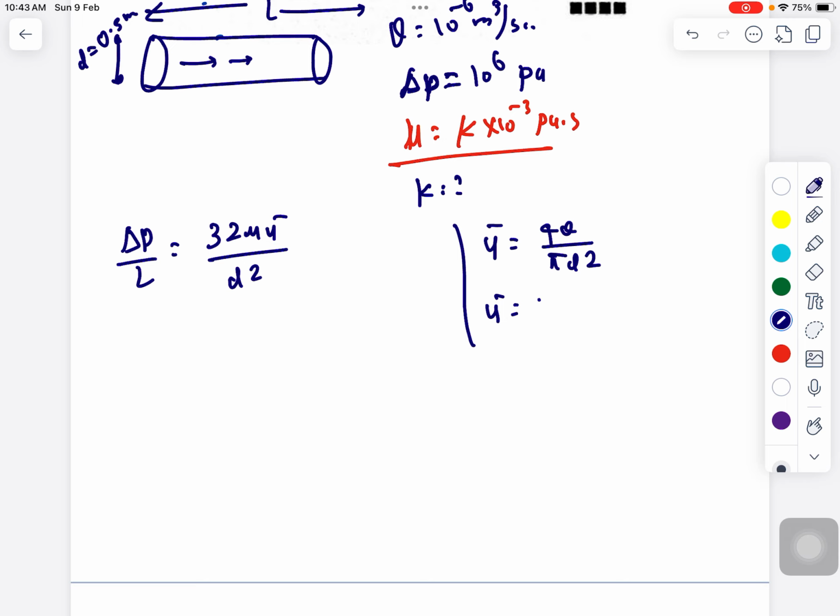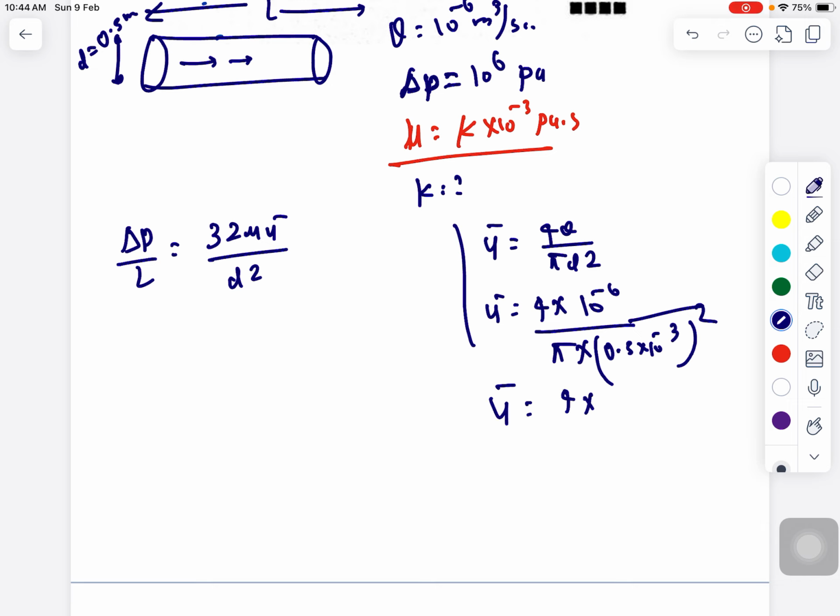So u bar can be written as 4 into Q, which is 10 to the power minus 6, divided by pi into d square. D square is given to you as 0.5 into 10 to the power minus 3, whole square. Is that clear? So directly u bar can be written as 4 by pi multiplied with that, which will be equal to 16 by pi. U bar we have calculated.